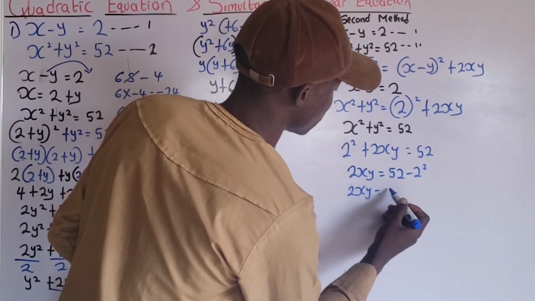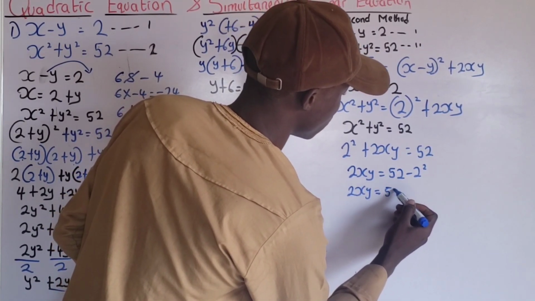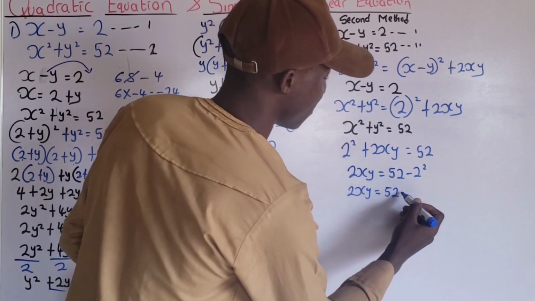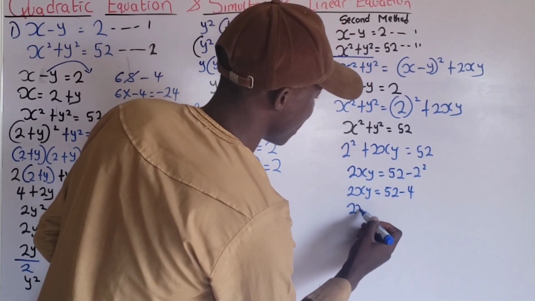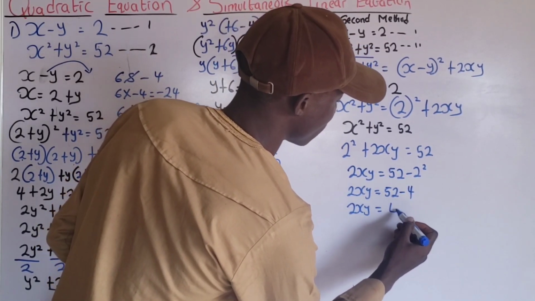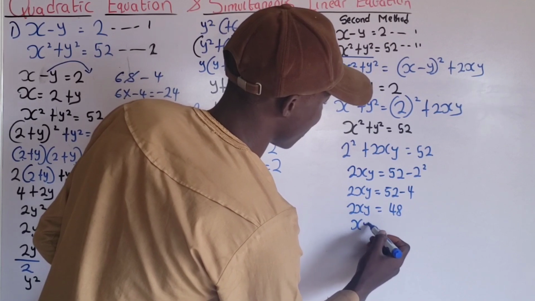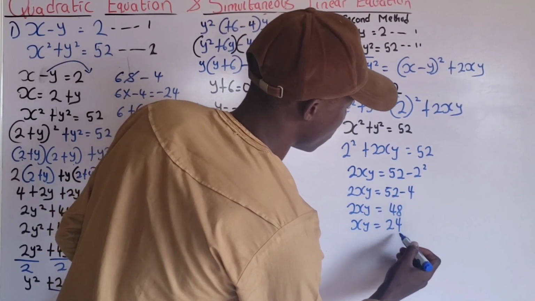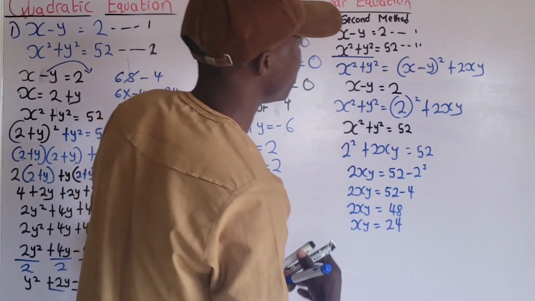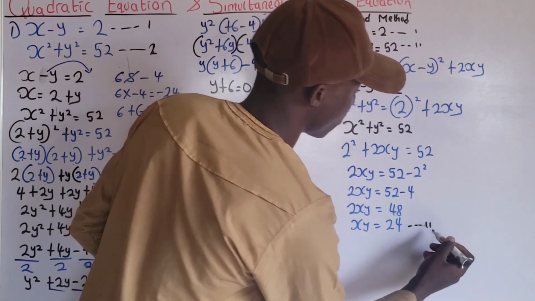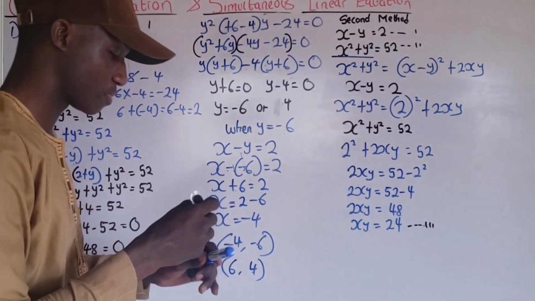2xy is equal to 52 minus 4. Are you paying attention? 2xy is equal to 48, so xy is equal to 24. Okay? Call this equation 3.